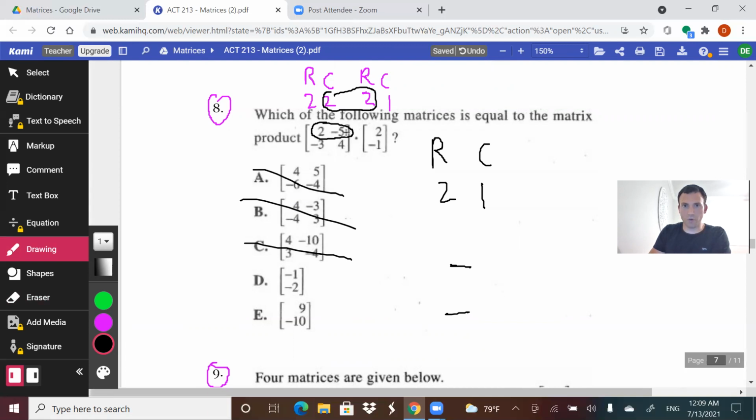2 times 2 is 4. -5 times -1 is 5. Add them together, and you get 9. Now we drop down because there's nothing else for the top row to do. -3 times 2, -6, plus -4, -10. So this one's going to be E. Okay.